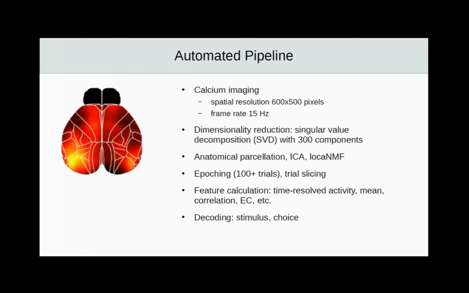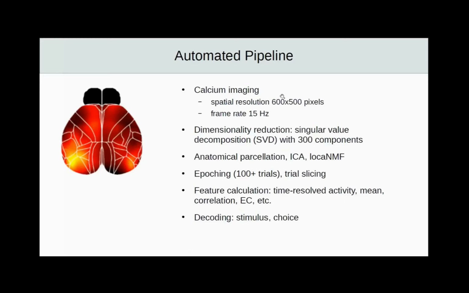This calcium activity was recorded with quite high resolution, like 600 by 500 pixels, at a frame rate of 15 hertz, or 15 frames per second. That can give us access to activity below 100 millisecond resolution, which is quite fast, much faster than fMRI, which is why I got interested in this study as well.